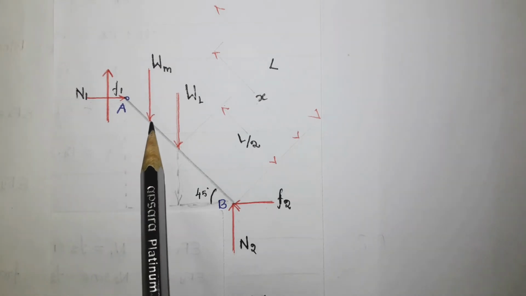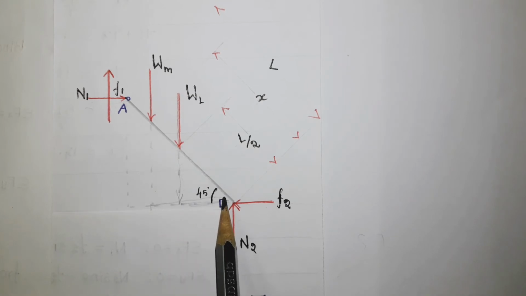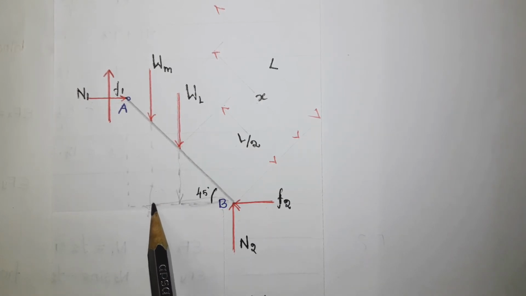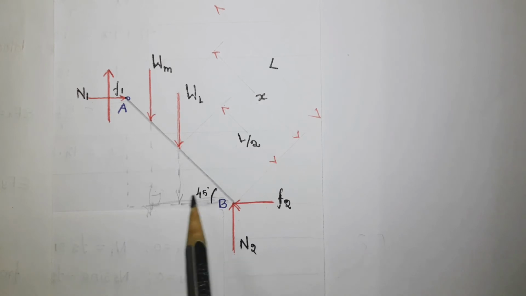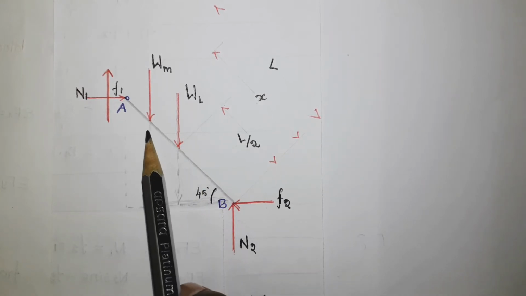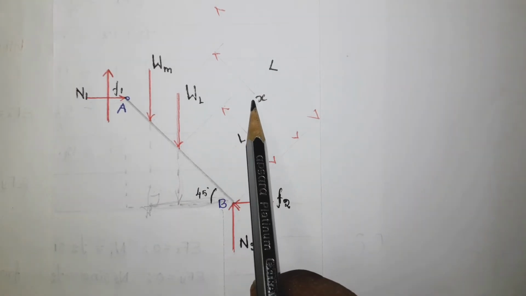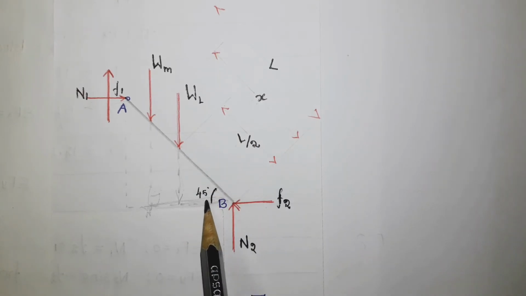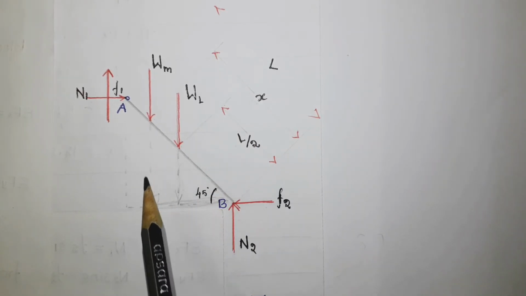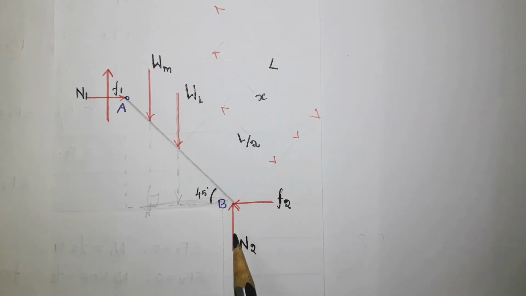The next force is the WM, and again the perpendicular distance is from this one to this one. So this is the force, and this is the perpendicular distance. You know this is a right angle triangle, so the perpendicular distance is equal to x, which is nothing but hypotenuse into cos 45 degree. Moreover, that is anti-clockwise direction. Similarly, WL into L by 2 cos theta is also an anti-clockwise direction. So these two moments are positive.